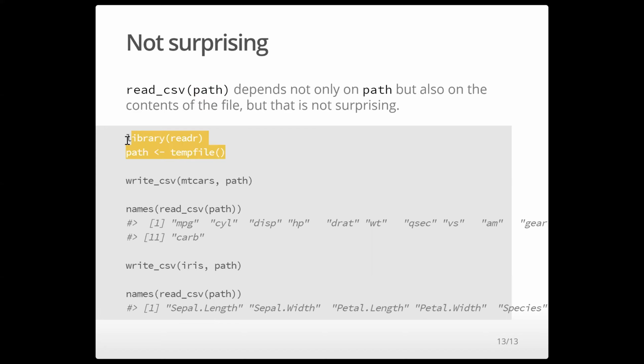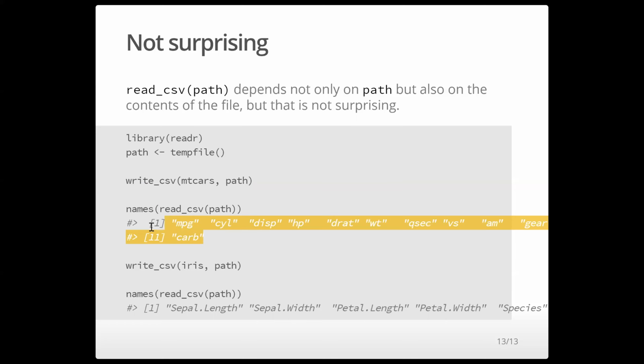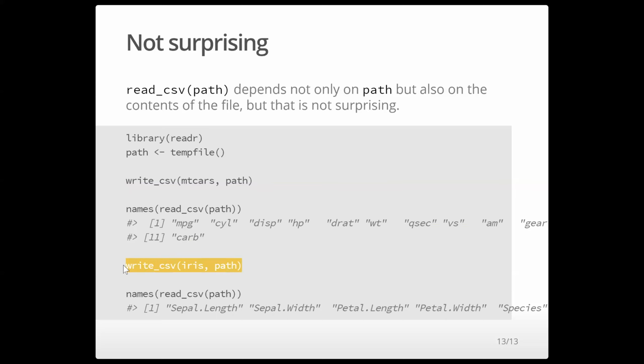So if I show that example here, maybe it's a little trivial, but let's write a file to a path, and then let's see what the names are. So I call the function read_csv with the argument path, and I get the names in this first case of mtcars because I have just written mtcars to this path. But now if I write iris to the same path, of course I will get something different. But that's not surprising. That's precisely the purpose of this function. So that is what I wanted to demonstrate.